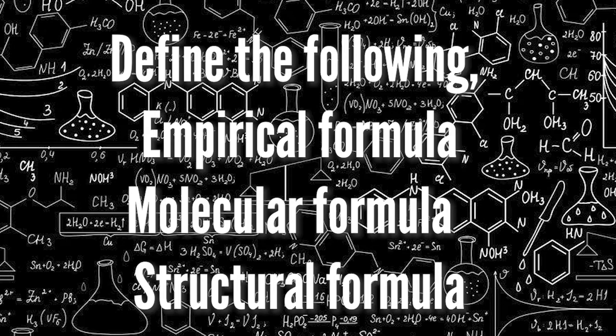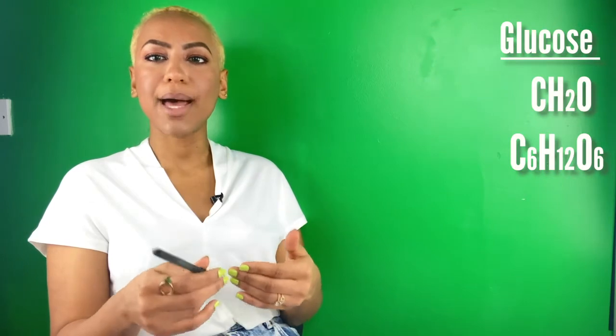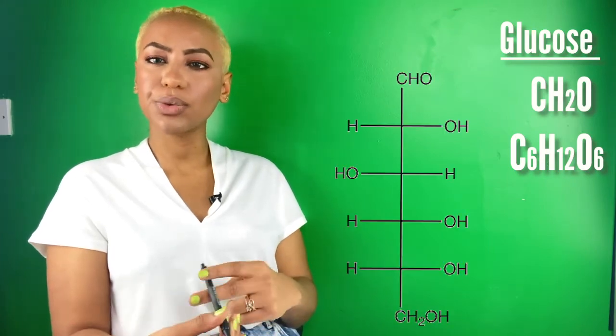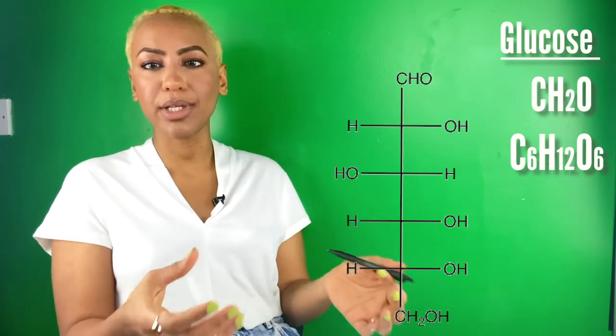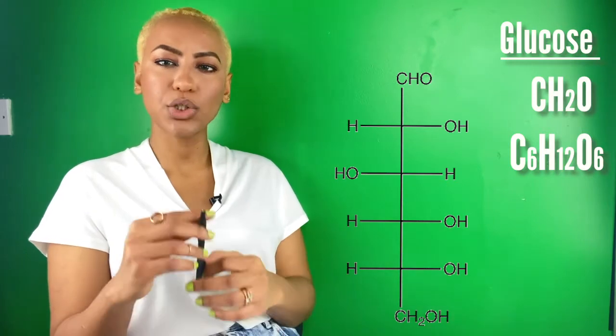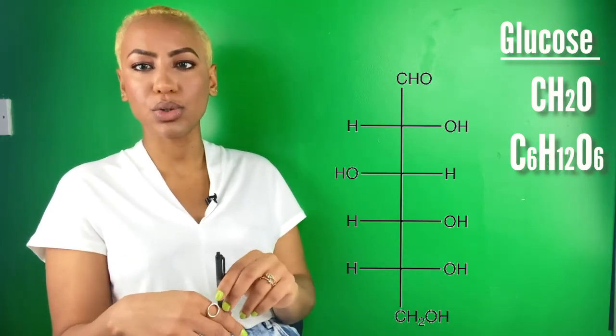29. Define the following: empirical formula, molecular formula, and structural formula. So the empirical formula shows the different types of atoms in the molecule and their numerical ratio, whereas the molecular formula shows the amount of each type of atom in that molecule as opposed to just the ratio. Now, the structural formula shows the arrangement of these atoms in the molecule. Structural formula is probably the most useful.